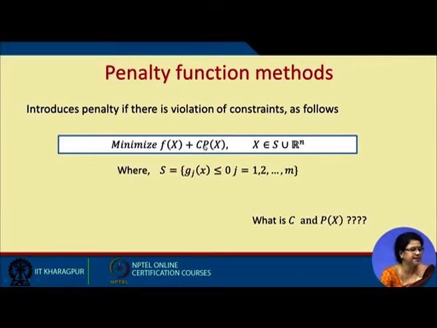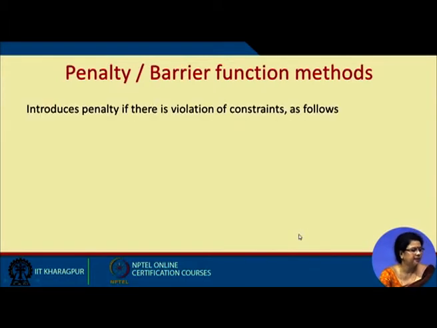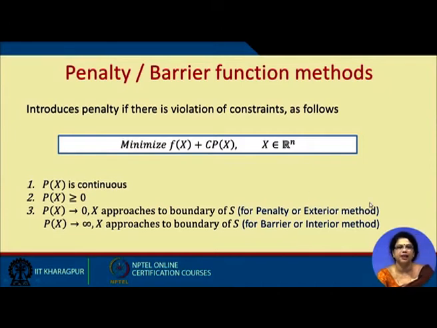Now as I said, p(x) is a function of g_j(x). That is why the value of p(x) will depend on the value of x, whether it is within S or not. In the next part we are finding out the properties of p(x). In the literature, if we convert a nonlinear programming problem to an unconstrained optimization problem with inclusion of the penalty function as well as the constant c, there are certain properties of p(x). p(x) must be continuous, and p(x) must be positive.